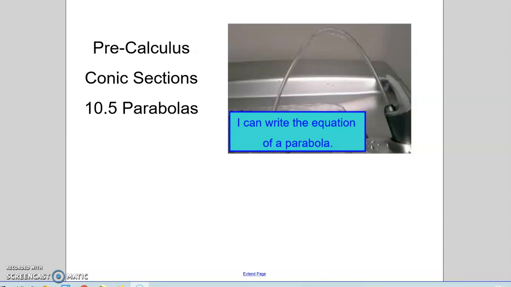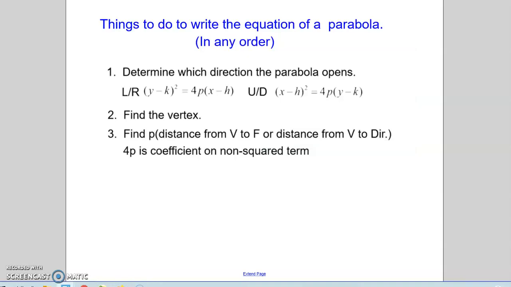Hey pre-calc, so let's take a look at writing equations of parabolas now. The most important thing, first of all, you have to decide: does the parabola go right or left, or does it go up or down? That's going to determine whether it's a parabola like x equals y squared, which would be right-left, or something like y equals x squared, the more traditional parabola, which would be up or down.